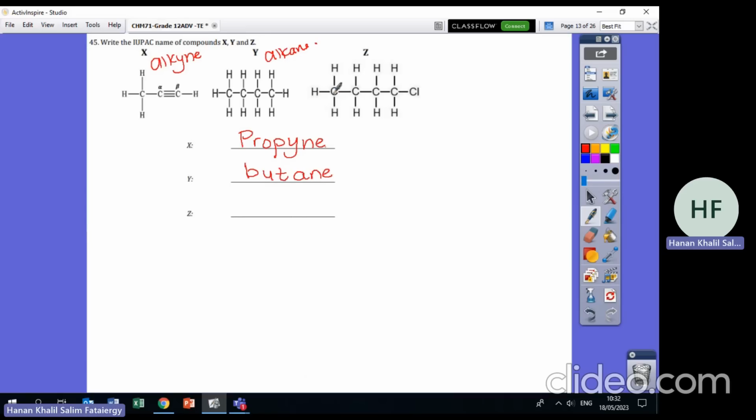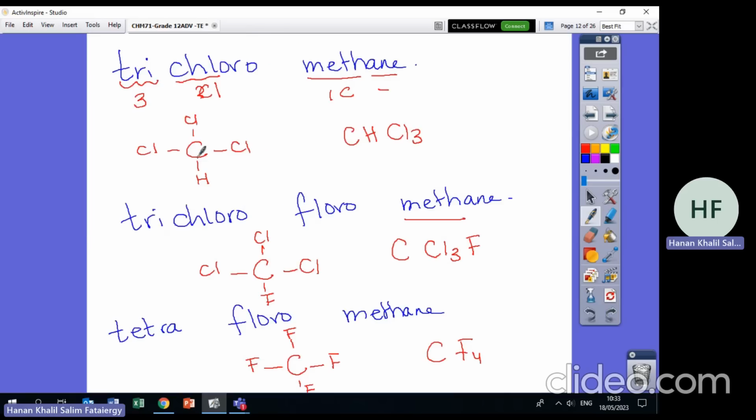Okay, now here we have a halogen. So how do we name this compound? First the parent is this, 4 carbons. So 4 carbons means but. All the bonds are single, which means ane. There is a branch on carbon number 1. What is my branch? Cl. What do I call Cl? Cl is chloro. Notice here I have to tell where my branch is because I have 4 carbons, whereas there I have only 1 carbon, so no need to say where the branch is.